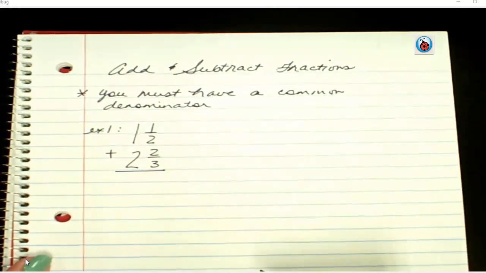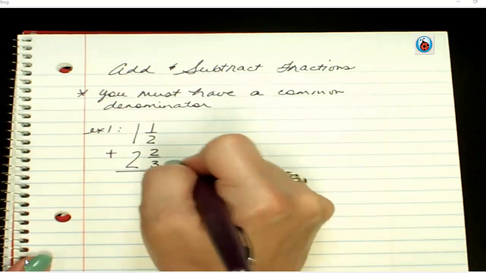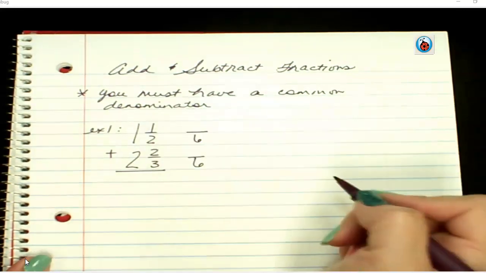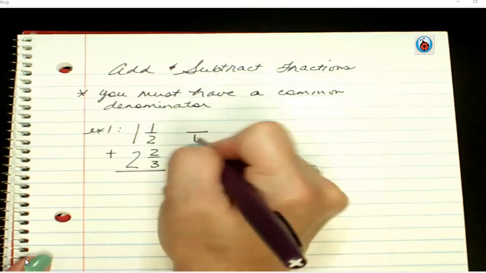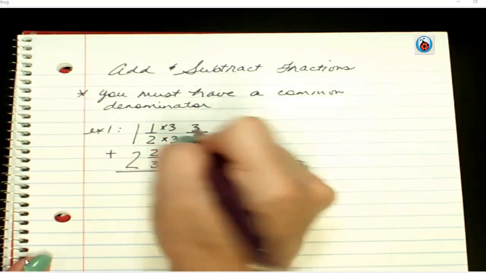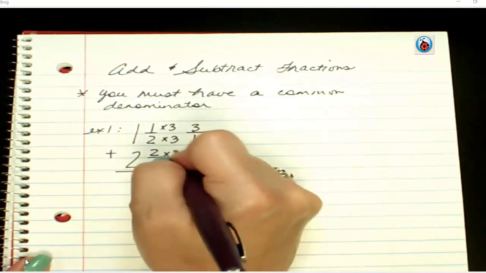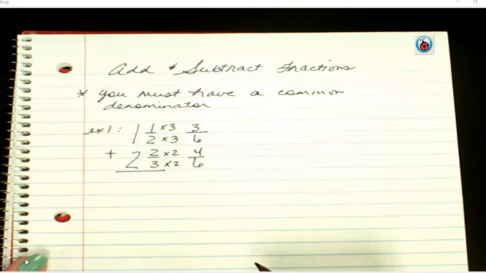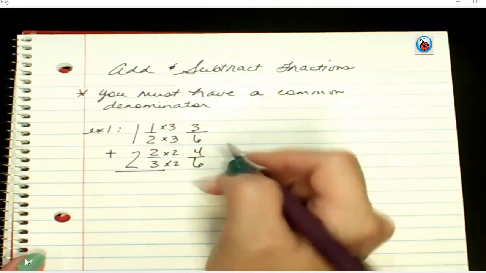The easiest way to get a common denominator is simply multiply them together. So 2 times 3 is 6. Now you have to adjust your numerator. To go from 2 to 6 is times 3. 1 times 3 is 3. To go from 3 to 6 is times 2. 2 times 2 is 4. Now that we have all the same thing, common denominator, we can now add.